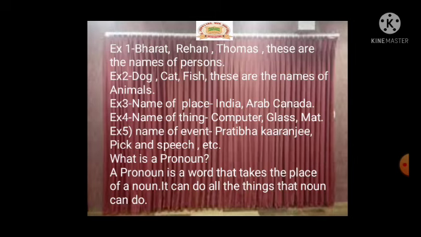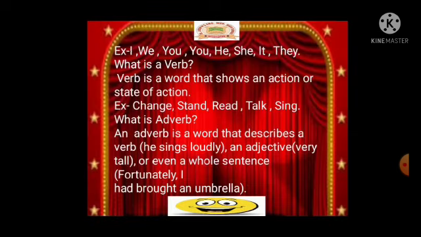Next, what is a pronoun? A pronoun is a word that takes the place of a noun. It can do all the things that a noun can do. See the examples: I, we, you, he, she, it, and they. These are the examples of pronouns. The third one is, what is a verb? A verb is a word that shows an action or state of action. For example, change, stand, read, talk, sing.